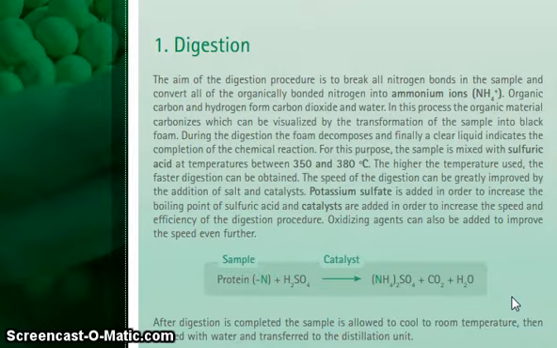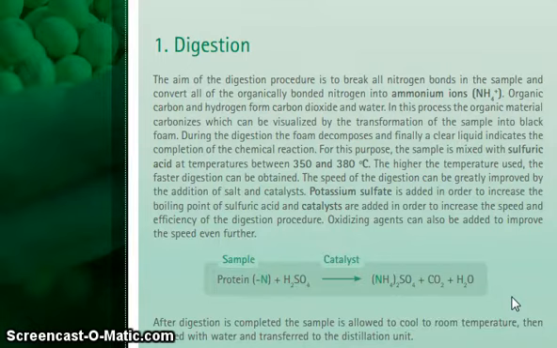For this purpose, the sample is mixed with sulfuric acid at a temperature between 350 and 380 degrees Celsius. The higher the temperature used, the faster digestion can be obtained. The speed of the digestion can be greatly improved by the addition of salt and catalyst. Potassium sulfate is added in order to increase the boiling point of the sulfuric acid, and catalysts are added in order to increase the speed and efficiency of the digestion process.